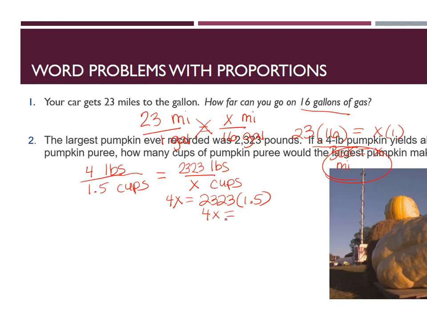Well, 2,323 times 1.5 is 3,484.5. And then to solve for X, you just divide by 4. And that gives you 871.13 if you round. And the units were cups. That's a lot of pumpkin pie.